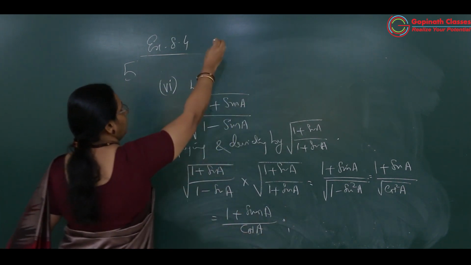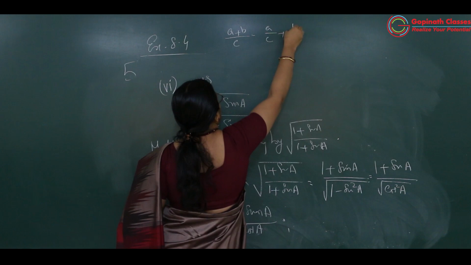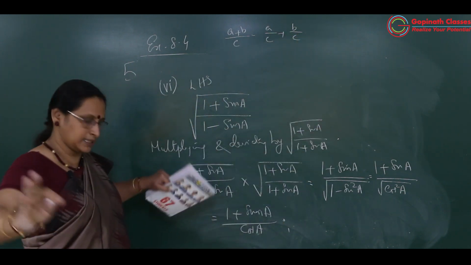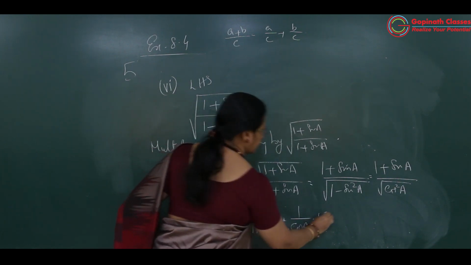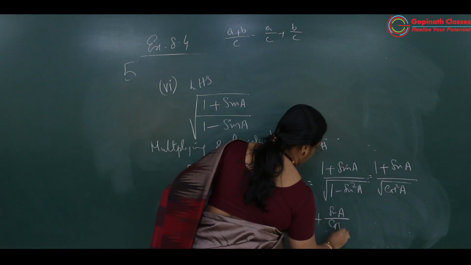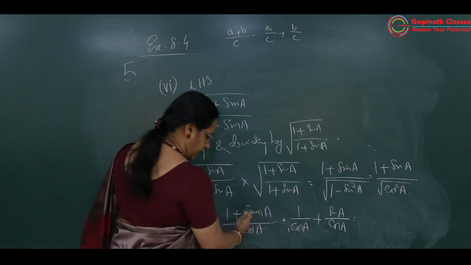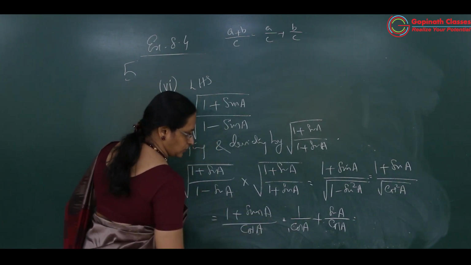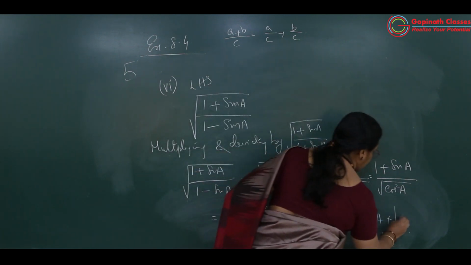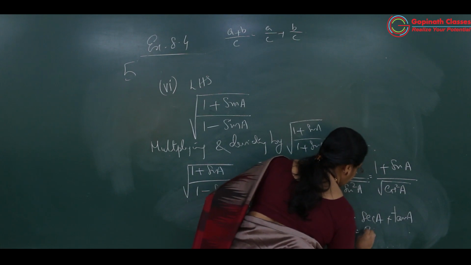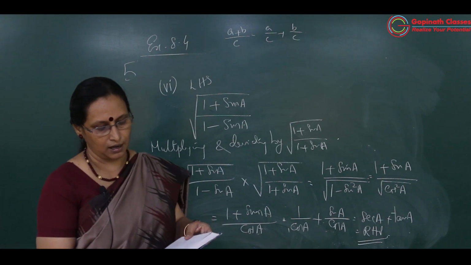Now, when you have (A plus B) upon C, we can always write it as A by C plus B by C. You can split it the same way, as 1 by cos A plus sin A by cos A. Again, you have to see what you have to prove. Yes, we are very near to the answer. What is 1 upon cos A? Nothing but sec A. Plus what is sin A by cos A? Nothing but tan A. Sec A plus tan A, which is the RHS.